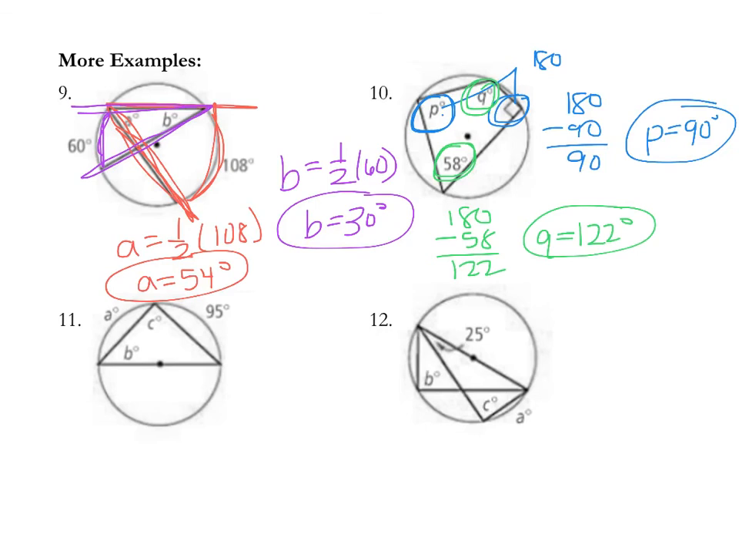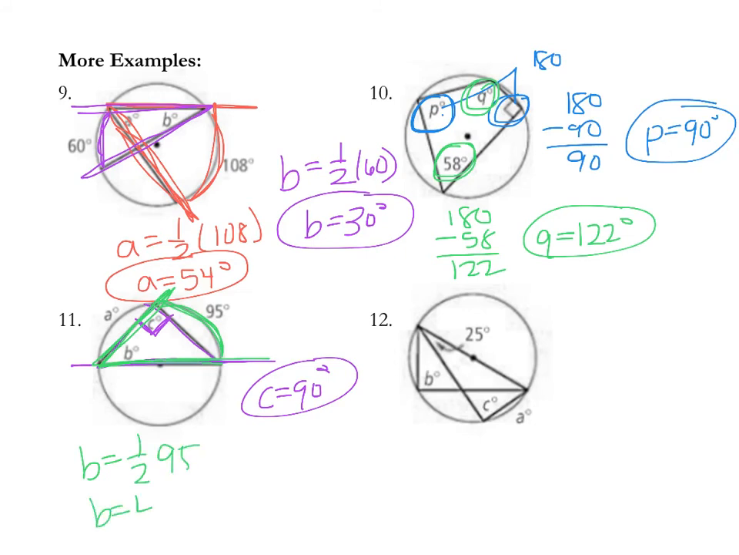In 11, I see this triangle here that is contained in exactly half the circle, which means the first thing I would fill in here is that angle C is going to be a right angle. That's actually the one I'm going to write first. C is 90 degrees. And then to find B, I can trace that angle B, and I know that the 95 is inside of there. So B is going to have to be half of 95. B is 47.5 degrees.